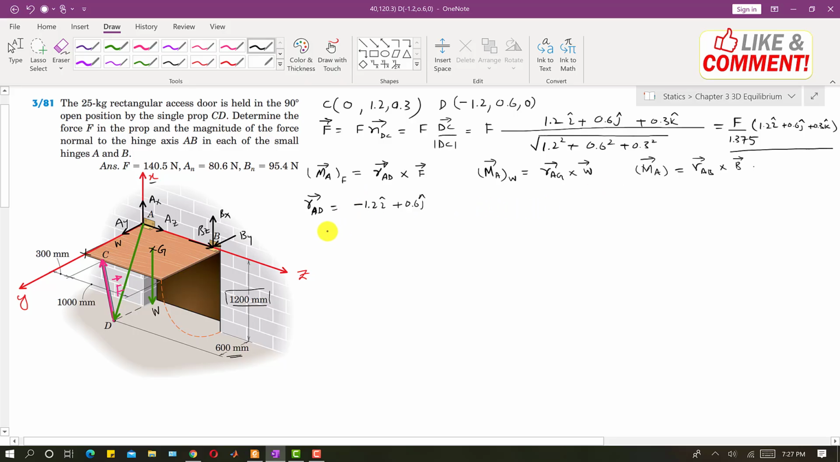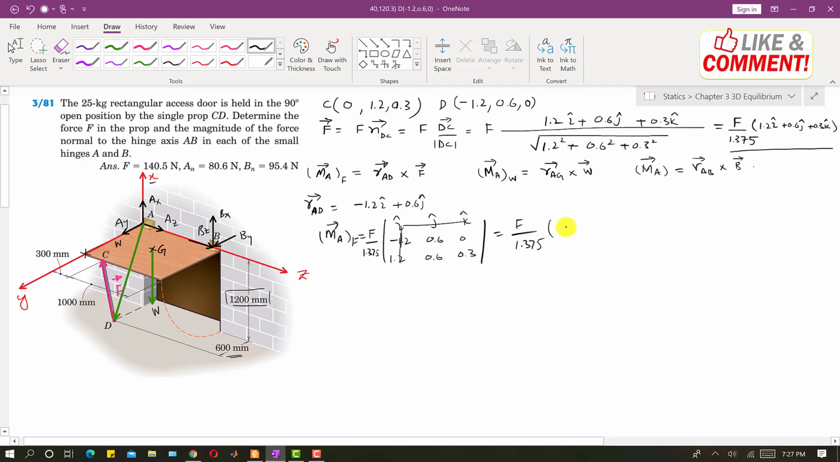Now we can find the moment at A due to F by using the cross product method. I will find it by using the determinant method. So this is i, j and k, and this is minus 1.2, 0.6 and 0, and then we write 1.2, 0.6 and 0.3, right? And we will write this fraction outside of this matrix. So for this determinant I will write F divided by 1.375, so this will be equal to F divided by 1.375, and first we will write this and this.